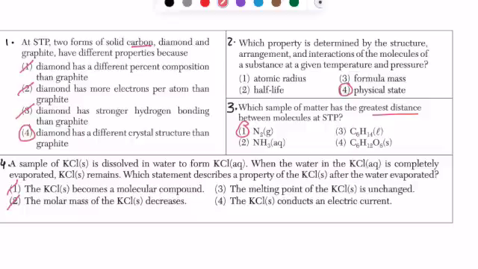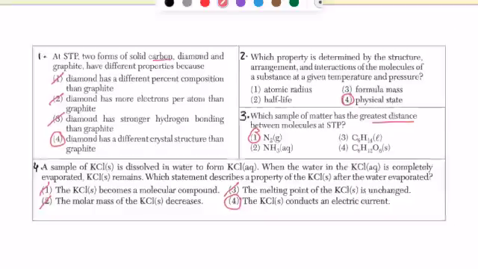Melting point of KCl is unchanged. That is also something that depends on the identity of the substance. So as long as it's still KCl, melting point will not change. KCl solid conducts an electric current. This is something that could be impacted because we said that ionic compounds don't conduct when they are a solid, but they do conduct when they are in an aqueous solution.